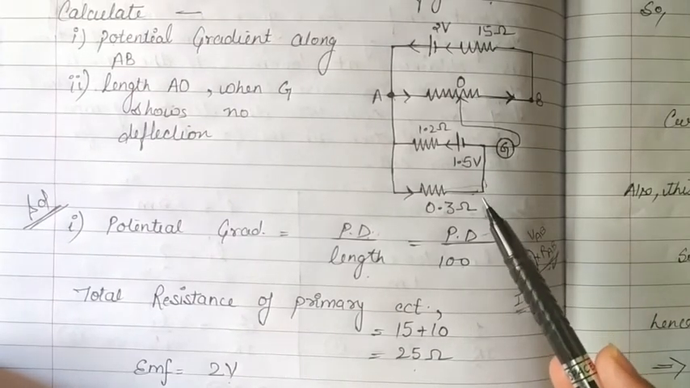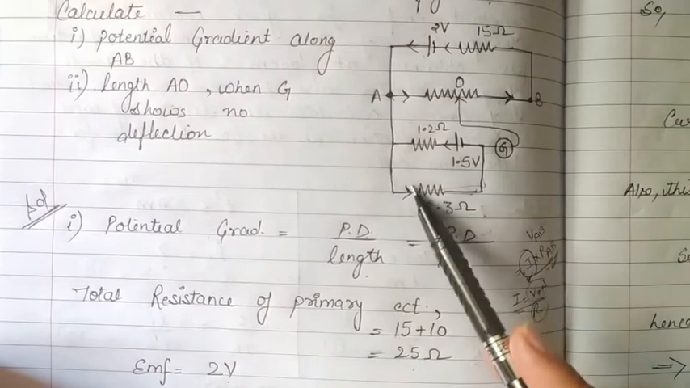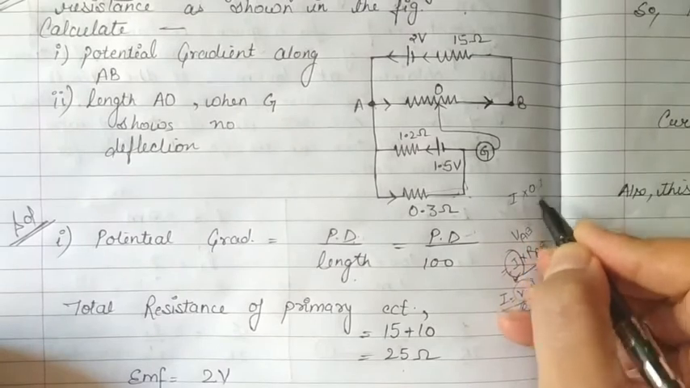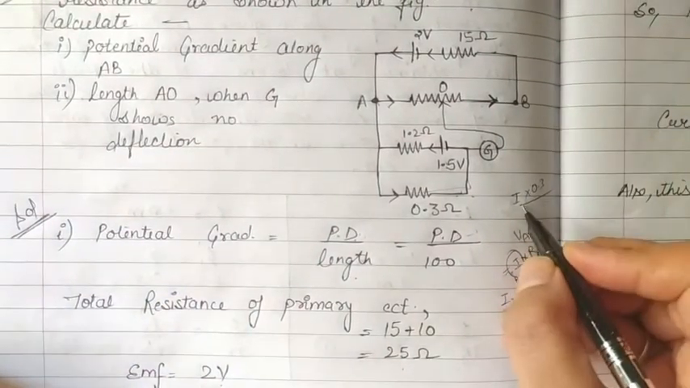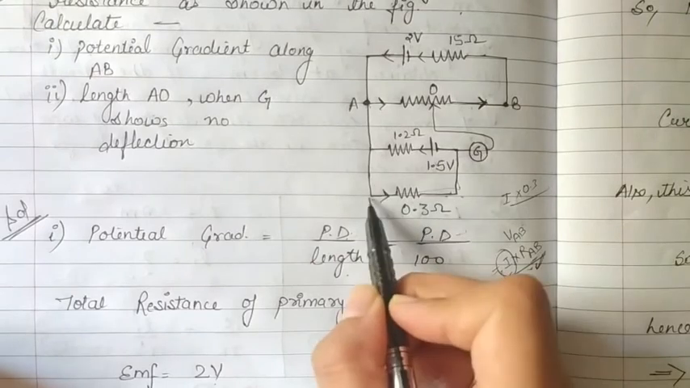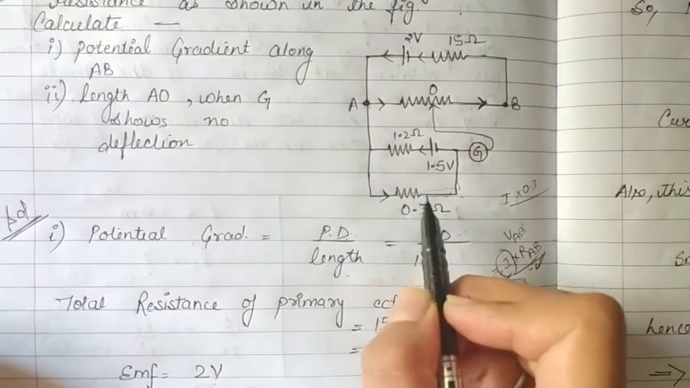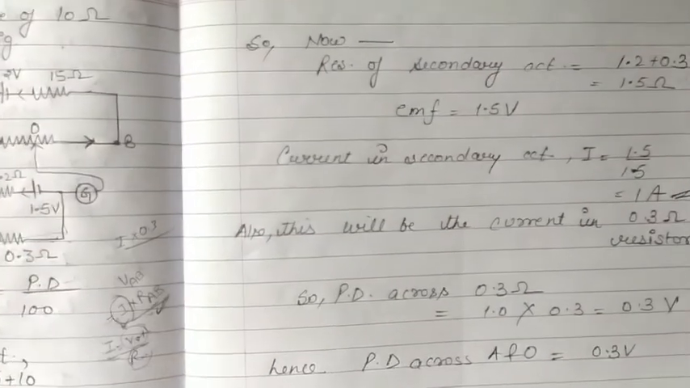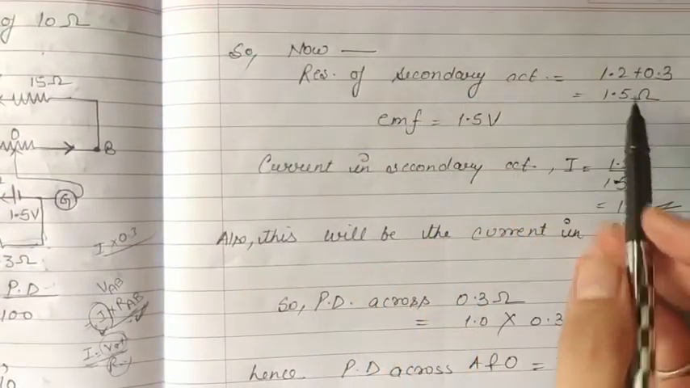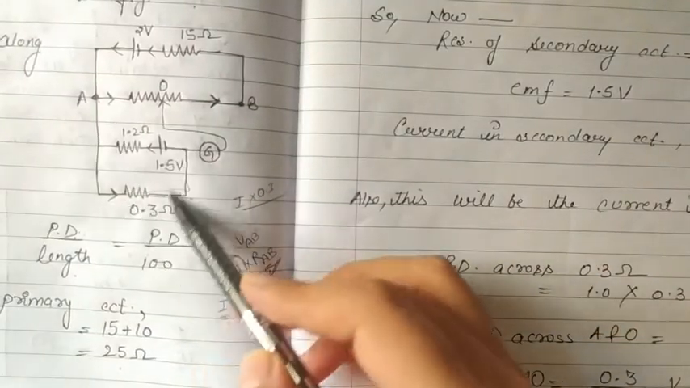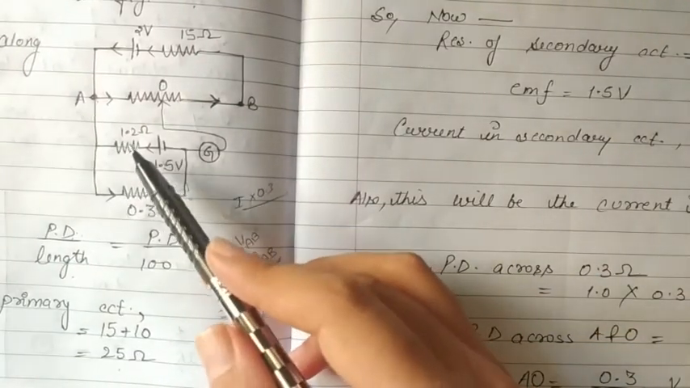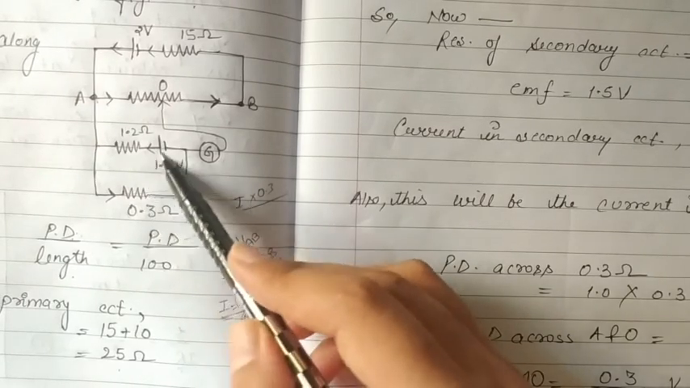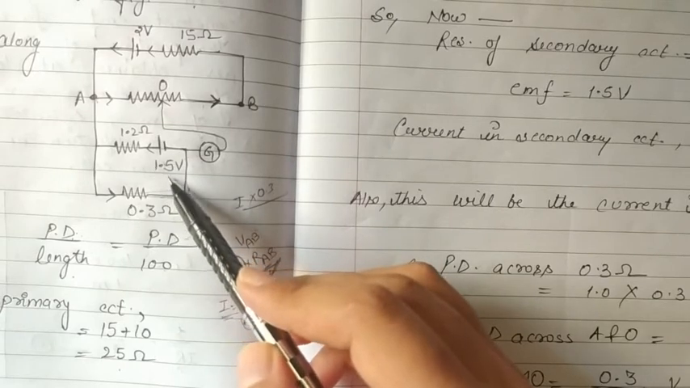Now if we want to find the potential difference across this resistor, then it will be current across this resistor into resistance, means I into 0.3. So we need the current which is flowing in this terminal, right? For this we will use the secondary circuit. Let's see how we will use the secondary circuit. So resistance of secondary circuit is this. How much resistance is in this secondary circuit? 1.2 plus 0.3, and how much voltage? That is 1.5 volts. EMF is 1.5 volts.